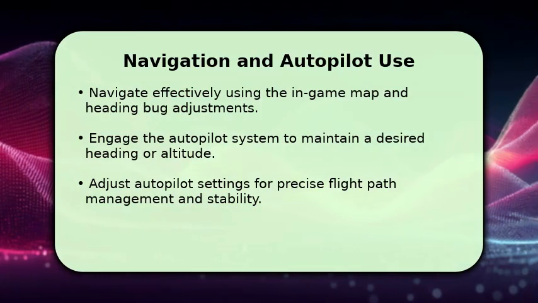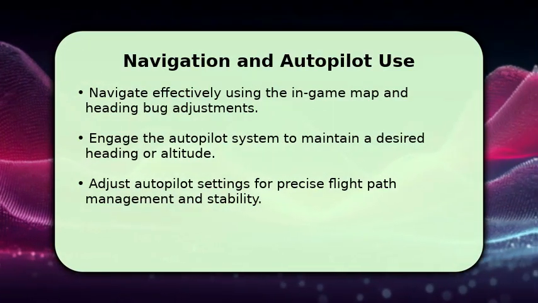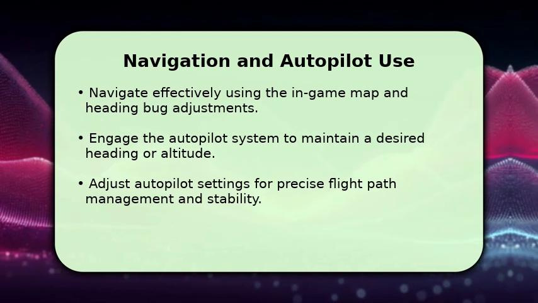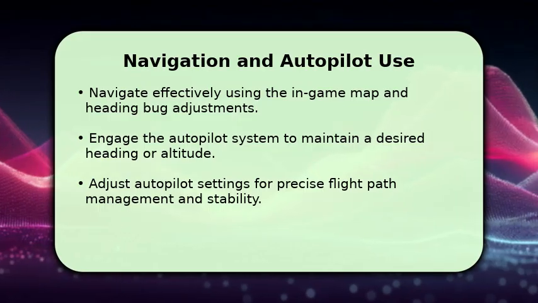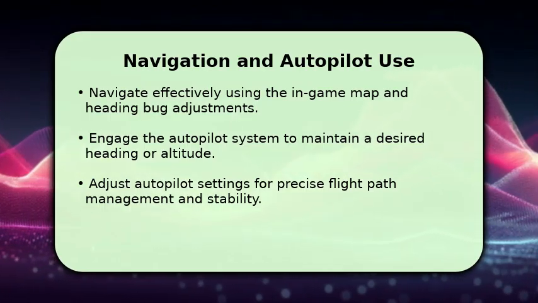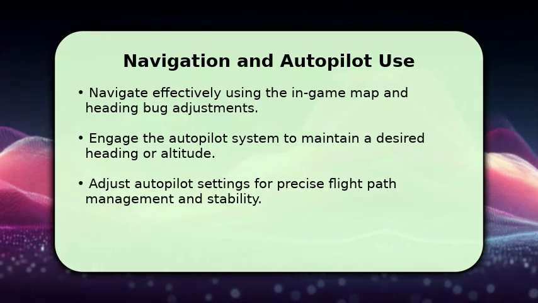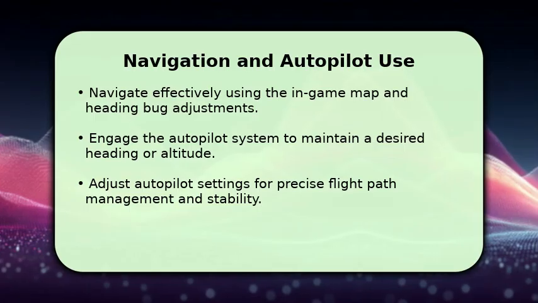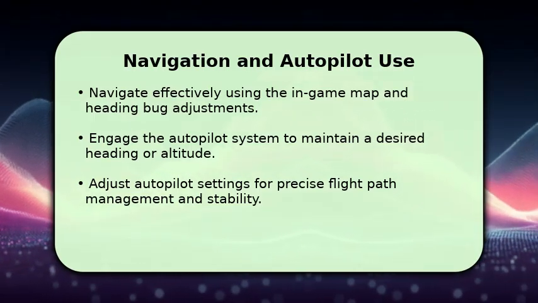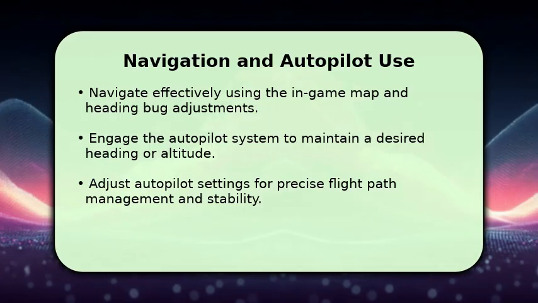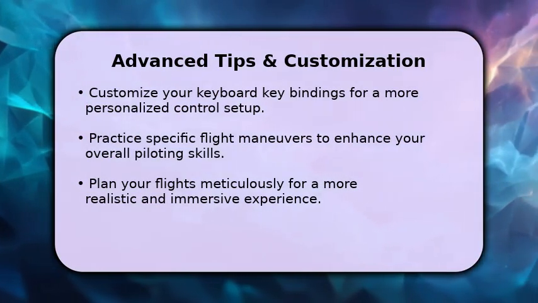Next, we will explore navigation and the autopilot system. You can navigate using the in-game map and by adjusting your heading bug with keyboard inputs. To reduce workload, learn to engage the autopilot, which can maintain your aircraft's heading, altitude, or even follow a flight plan. Understanding how to set and adjust these autopilot parameters, such as an altitude of 5,000 feet, is key for longer, more stable flights. Finally, let's discuss advanced tips and customization.